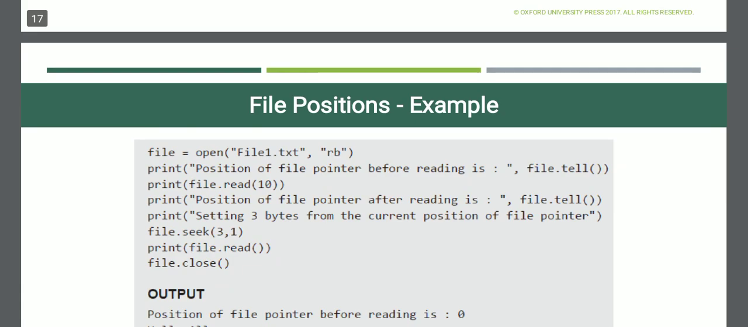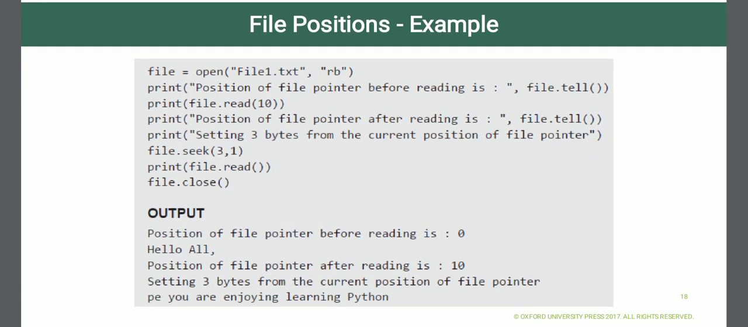So here is an example of file positions. The file file1.txt is open, it is a binary file, hence rb mode is used. The position of the file pointer before reading will be given by the file.tell method. Again, you have to read 10 characters. After 10 characters we will see what the position of the file pointer is, hence we have written print position of a file pointer after reading, file.tell. Setting 3 bytes from the current position of the file pointer.